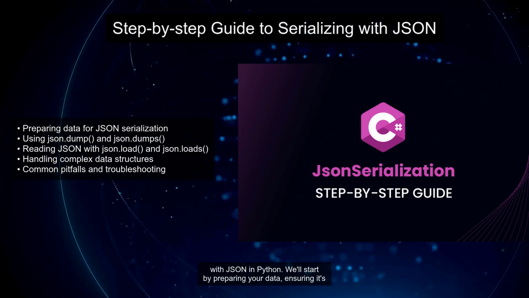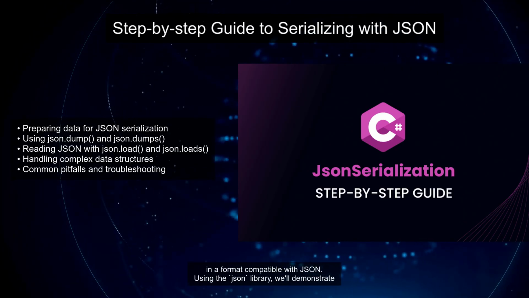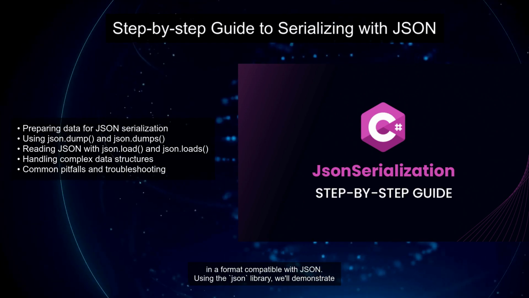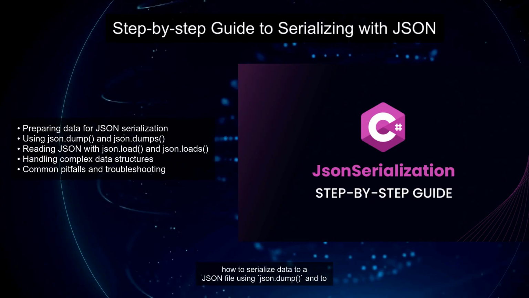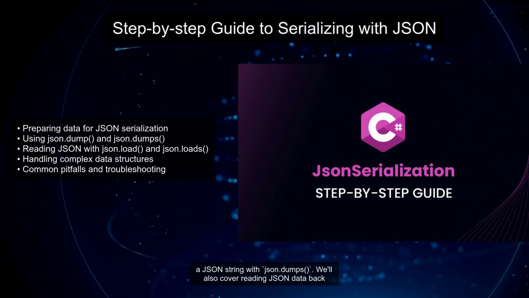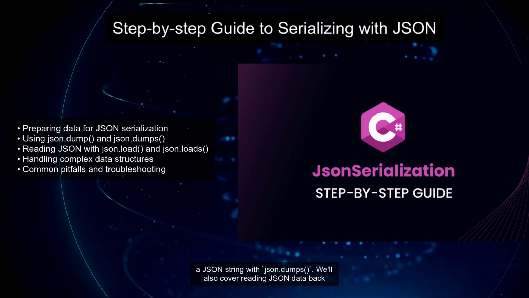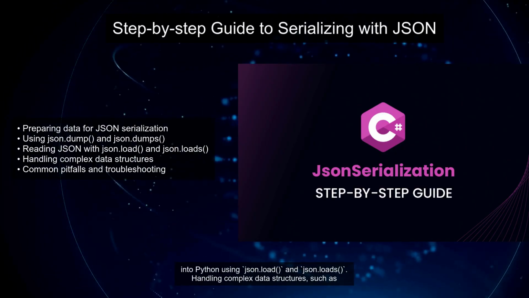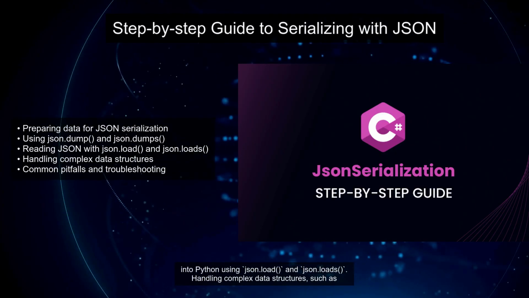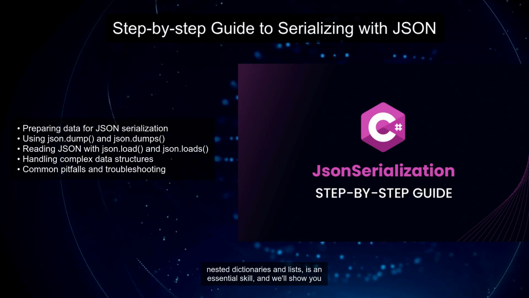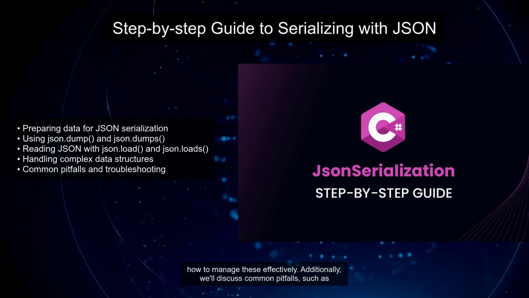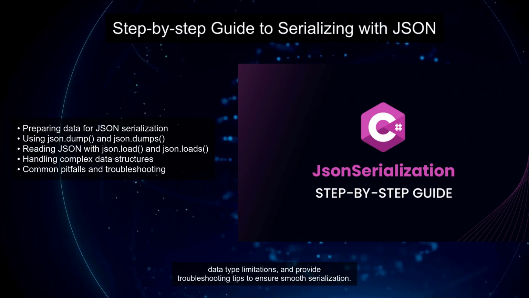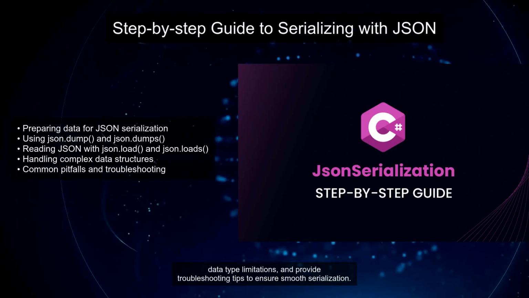In this section, we'll walk you through the process of serializing data with JSON and Python. We'll start by preparing your data, ensuring it's in a format compatible with JSON. Using the JSON library, we'll demonstrate how to serialize data to a JSON file using json.dump and to a JSON string with json.dumps. We'll also cover reading JSON data back into Python using json.load and json.loads. Handling complex data structures, such as nested dictionaries and lists, is an essential skill, and we'll show you how to manage these effectively. Additionally, we'll discuss common pitfalls, such as data type limitations, and provide troubleshooting tips to ensure smooth serialization.